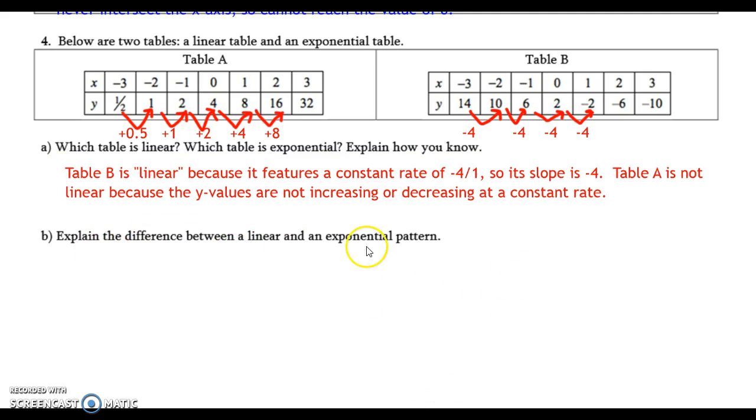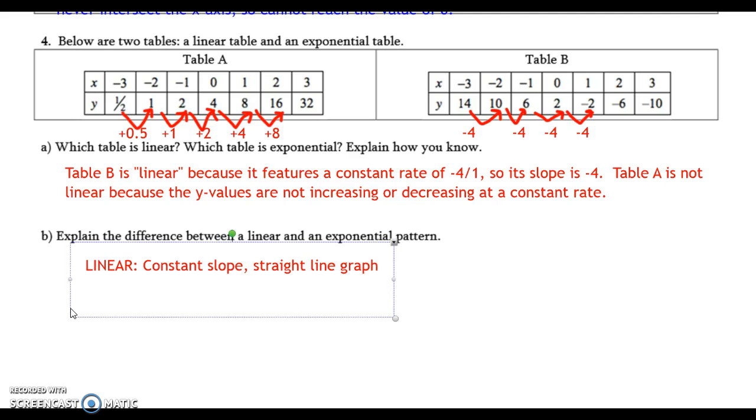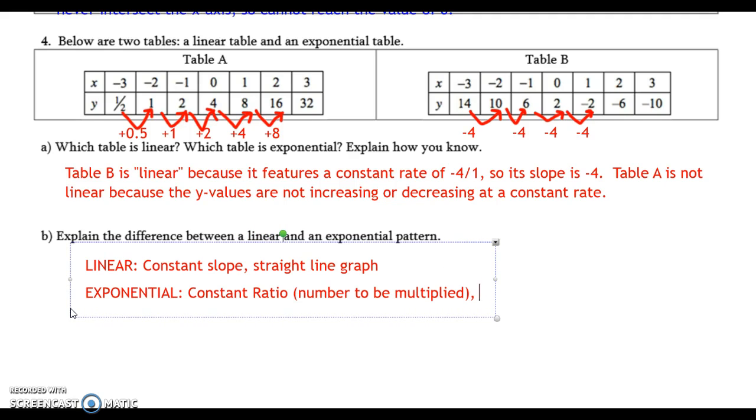It asks us to explain the difference between a linear and exponential pattern. Well, we know that for a linear pattern, we have a constant slope, and the graph of that pattern is going to be a straight line graph. However, an exponential pattern does not have a constant slope. It has a common or constant ratio number to be multiplied. And it also has not a straight line graph, but a curved graph.